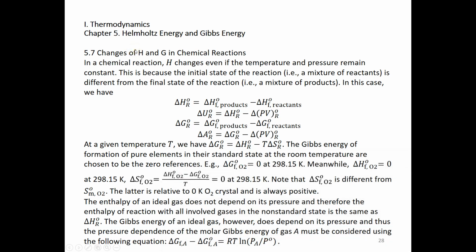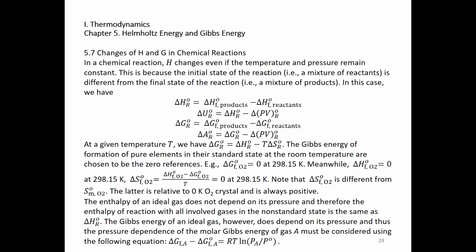Chapter 5 Helmholtz Energy and Gibbs Energy. Section 5.7 Changes of H and G in chemical reactions. In a chemical reaction, the enthalpy of the system changes, even if the temperature and pressure remain constant.